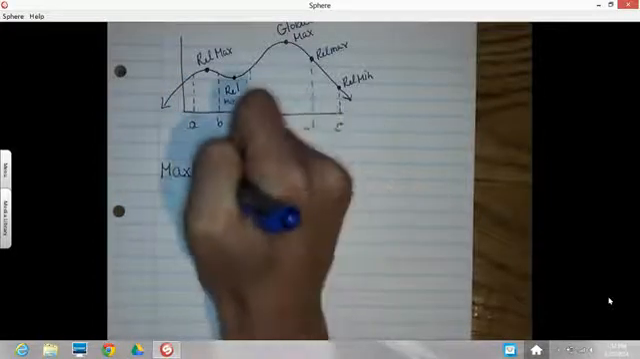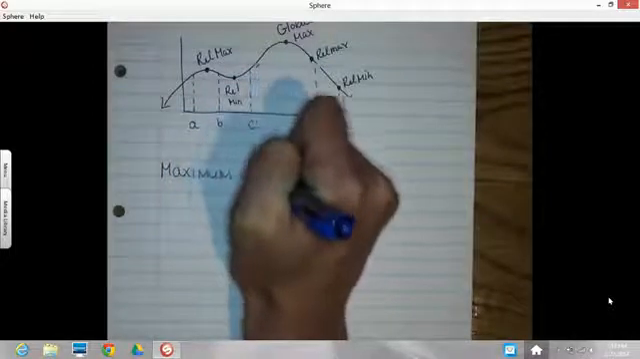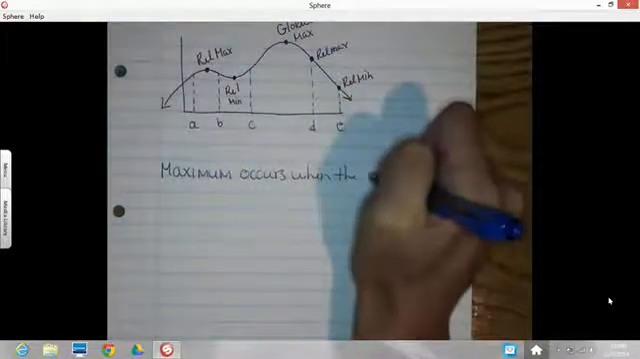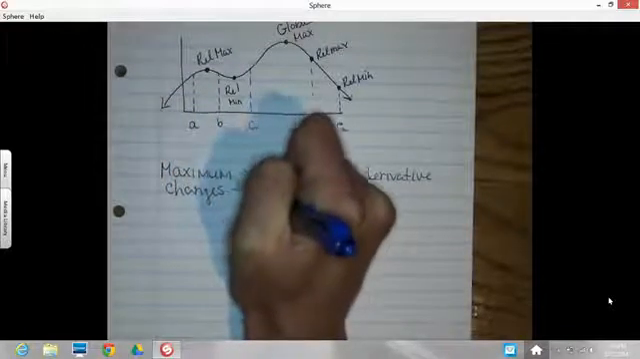Okay. Now, when does a relative max occur? Or global max for that. So a relative, I'll just say max. A maximum occurs when the derivative changes from positive to negative. You will have a maximum.